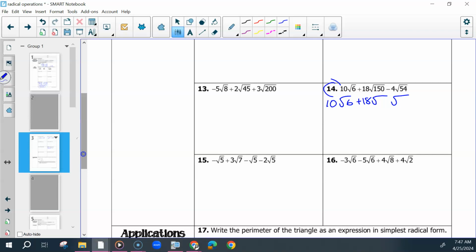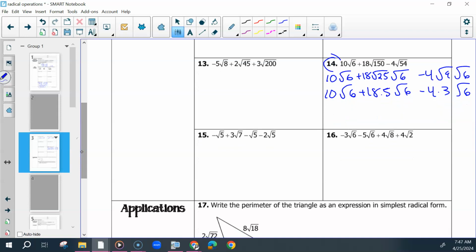That's for 54, but what about for 150? Neither of those are perfect squares. It's 25 and 6. So then it looks like after we multiply, we're going to be able to simplify all 3 of these because they are the same radicand.